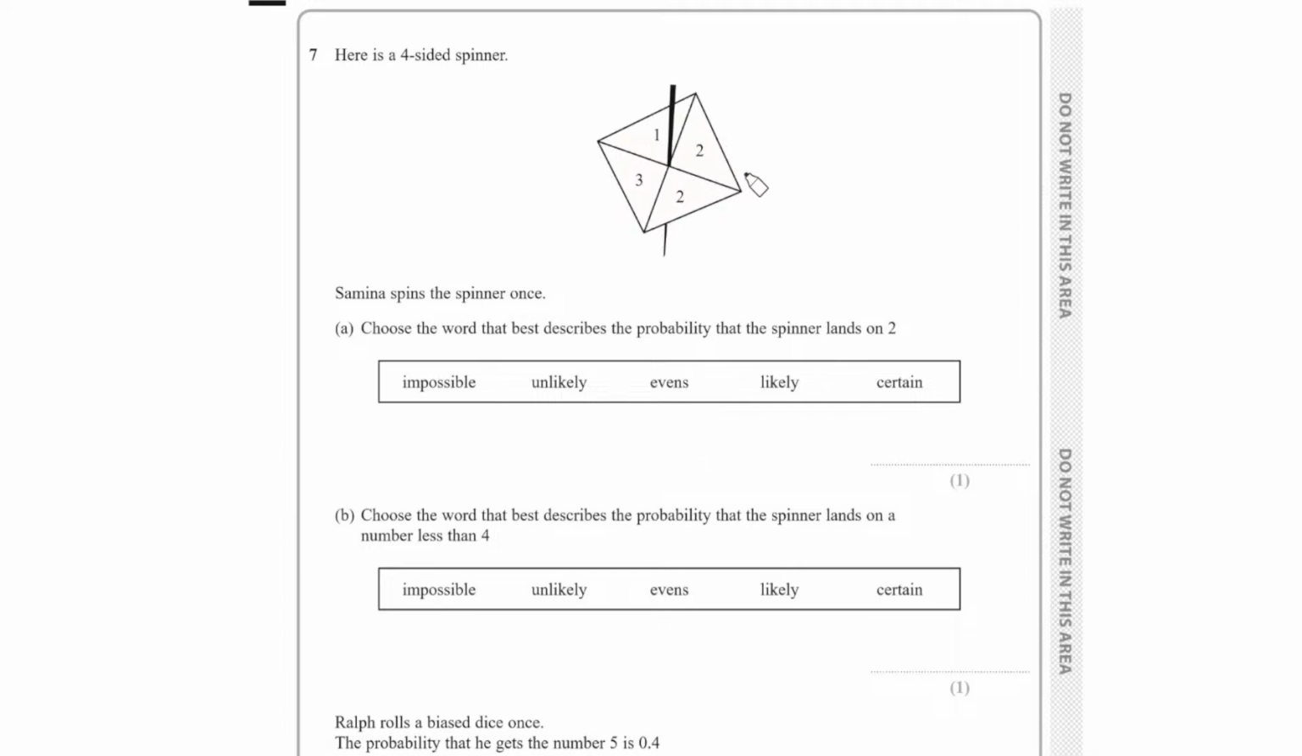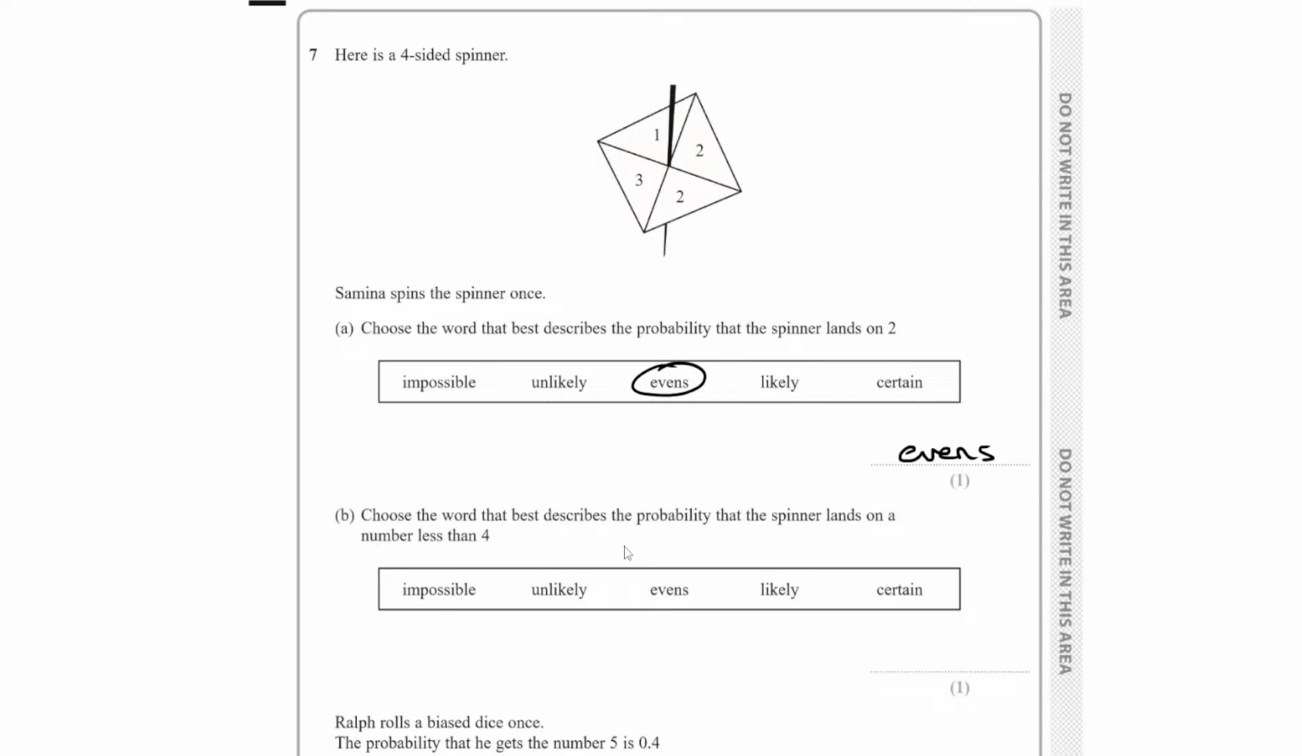So if you have a look, all of these sections are equal, aren't they, basically? But the 2 is on 2 of the sections, isn't it? So it's on half. There's only 4 sections. So what are the chances? Basically 50-50, which, if you look at these words, would be an even chance, isn't it? It's 50-50. So that one, we'll write it here, evens.